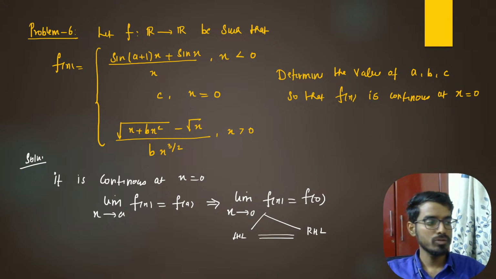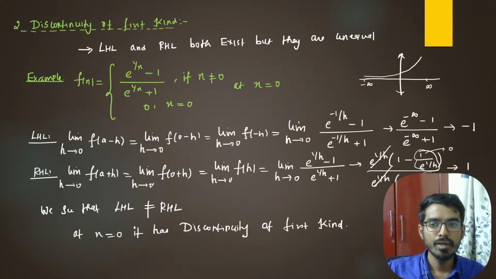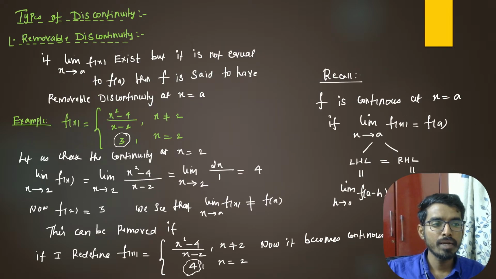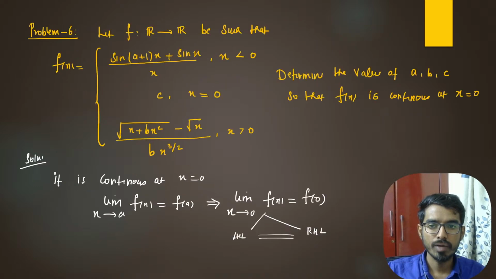Okay. So you just recall the definition of differentiability also, right? When f is differentiable at a point, L of f dash of a is equal to R of f dash of a, right? On to problem number 7.